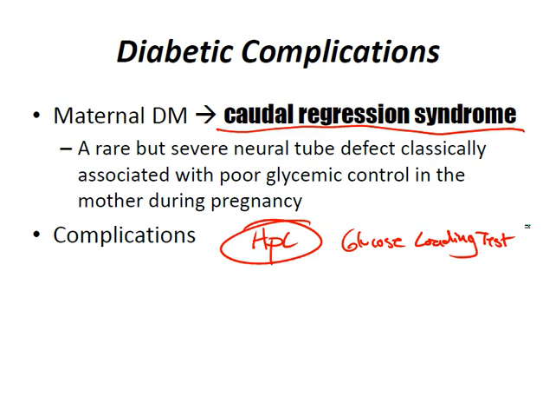Number one, the fasting glucose is greater than or equal to 95 milligrams per deciliter. Number two, the 1 hour glucose is greater than or equal to 180. The 2 hour glucose is greater than or equal to 155. And the 3 hour glucose is greater than or equal to 140. Risk factors for gestational diabetes include being Hispanic, Asian, or Native American. So that's the people you're going to see this in.